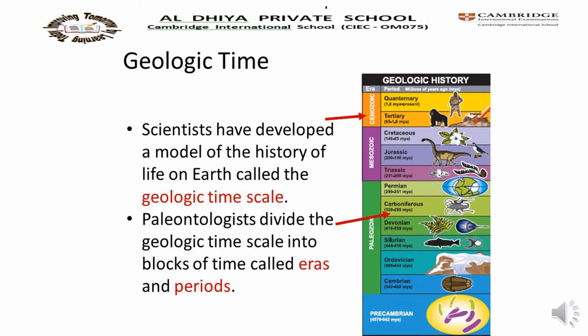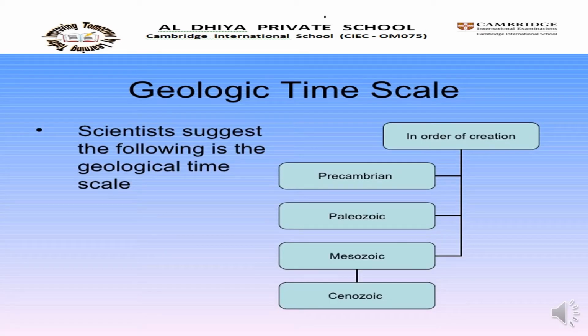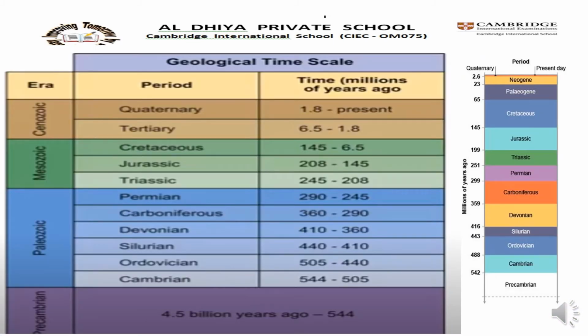Paleontologists divide the geologic time scale into blocks of time called eras and periods. The geologists divided the Earth's history into different categories of varying size. There are four eras, that are Precambrian, Paleozoic, Mesozoic and Cenozoic. Precambrian era is about 4.5 billion years ago.